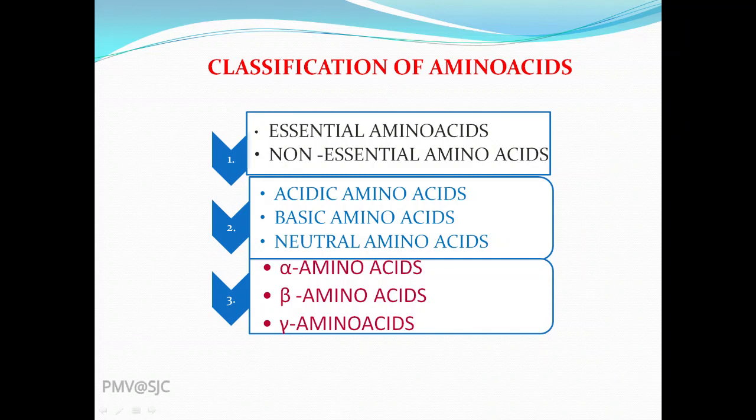You can find three different categories of amino acids. The first category is based on the source: essential amino acids and non-essential amino acids. The second type of classification is based on acidic amino acids, basic amino acids and neutral amino acids. The third category, we can classify them into alpha amino acids, beta amino acids and gamma amino acids. Let us see each category separately.